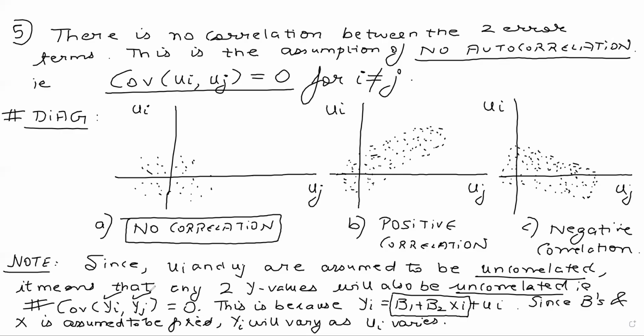So another way of saying it, across different values of x, the ui's and the yi's are uncorrelated. They do not share any correlation. So I hope students have understood the fifth assumption as well. Let's move forward to the sixth assumption, guys.